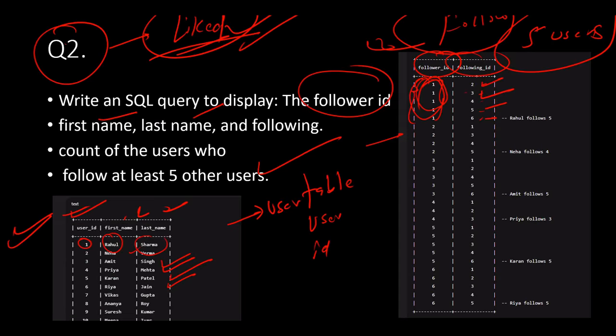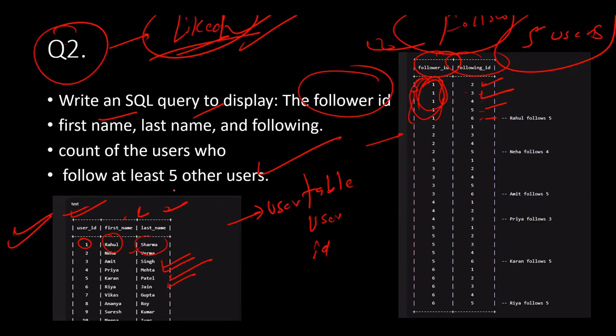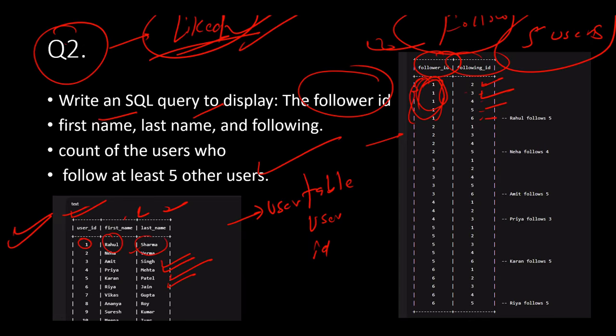Okay, we need to combine both tables. This is simple. We will be joining them: from user u join follow f on u.user_id equals f.follower_id, because these both are the same. Now we need to group by. Whatever we have used in the select statement, I already explained in the previous video, we can directly use that in our group by. So u.user_id, u.first_name, and u.last_name, we can group by these three things. Obviously we will be getting multiple rows for the same user id, and we need to count the users for that.